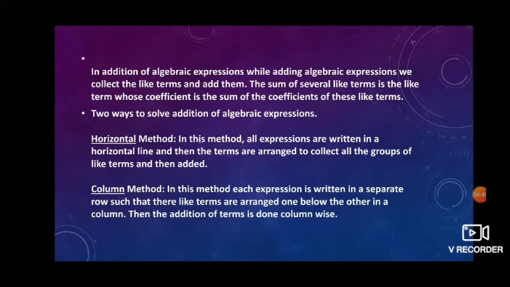Whenever we are doing addition, we again have two methods. One is the horizontal method, one more is the column method. Horizontal method means all the terms will be written in one row and we group the like terms together. Then based on the coefficients, we will add or subtract the terms. In the column method, as the name itself shows, we arrange the terms column-wise. All the like terms should come in the same column. And here also, in the same way, using the coefficients, we will add or subtract the terms.